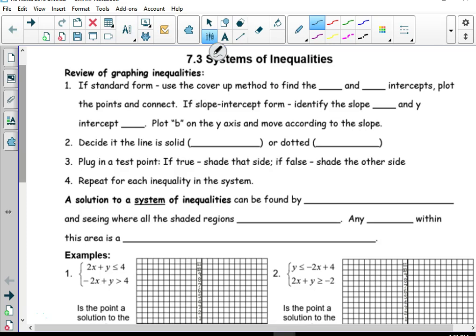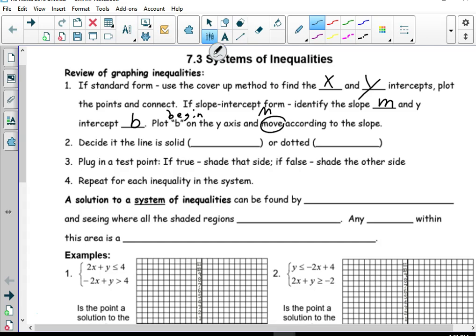with two concepts. If it's standard form, use the cover method to find the x and y intercepts. Plot the points and connect the dots. If it's in slope intercept form, identify the slope, m, and the y-intercept, b. We'll plot b, which is for begin, on the y-axis, and move m according to the slope.